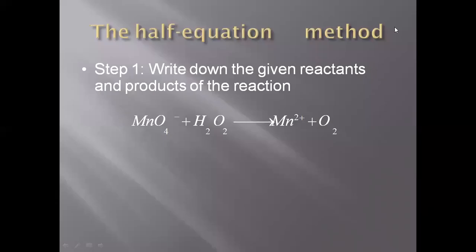So let me just start with the half equation method. In our previous lecture, we have done balancing up to electron balancing, but now again I am revising this so that you can recall the concept. So first, if I give you one reaction to balance, the reaction will be MnO4 negative plus H2O2 gives Mn2 positive plus O2.